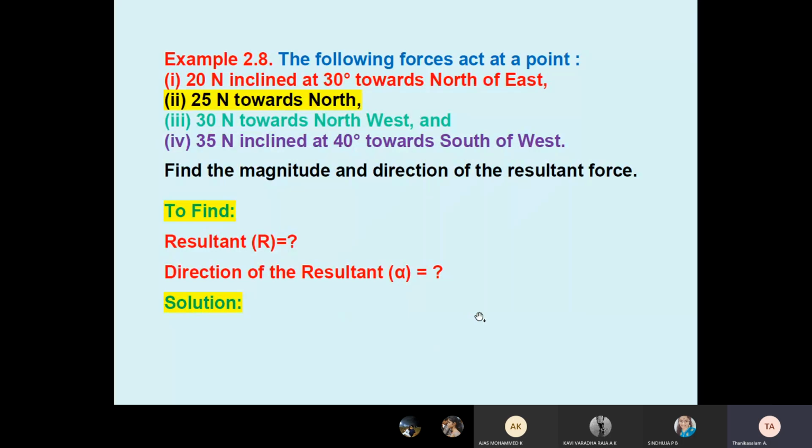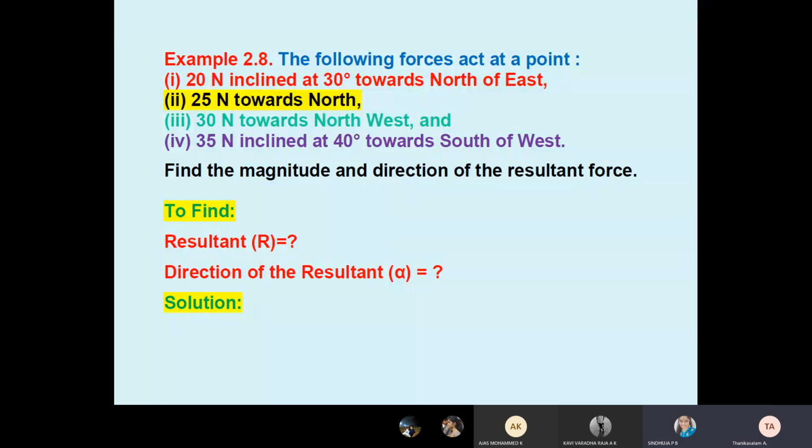Can you read this problem? Yes, I will read, sir. The following forces act at a point. First one, 20 Newton inclined at 30 degree towards north of east. Second, 25 Newton towards north. Third, 30 Newton towards northwest. And fourth, 35 Newton inclined at 40 degree towards south of west. Find the magnitude and direction of the resultant force.